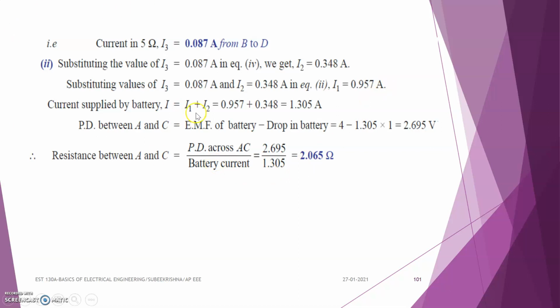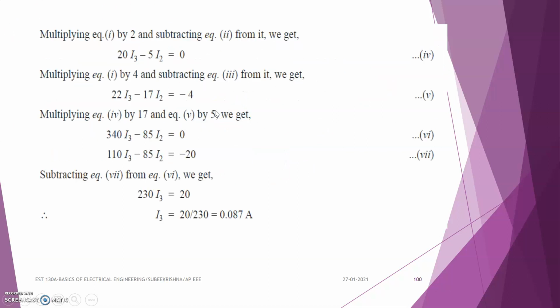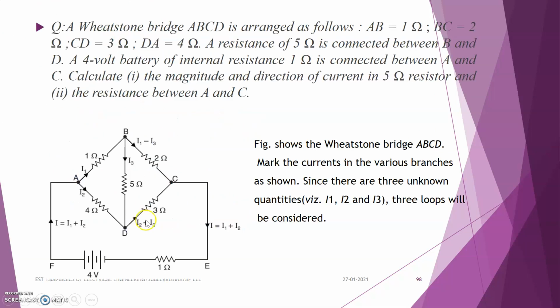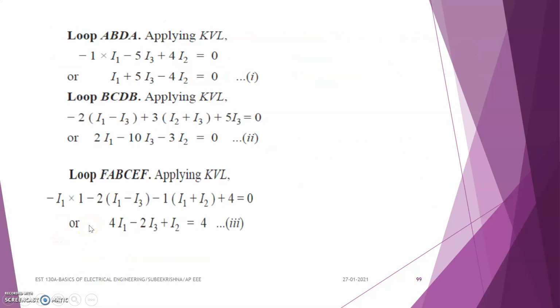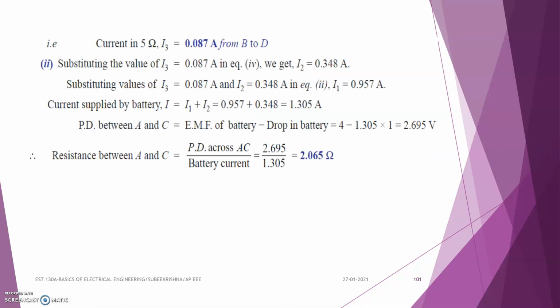And the current which is supplied by the battery, from the figure we get I is equal to I1 plus I2. From the figure we can see that the current which is supplied by this battery is I, that is equal to I1 plus I2. So we know the value of I1 and I2, substitute those values, then we get the value of I. I is equal to 0.957 plus 0.348 is equal to 1.305 ampere.